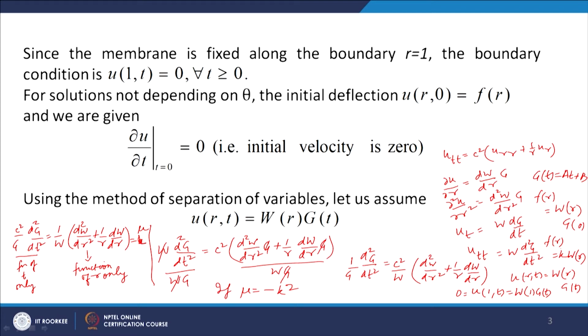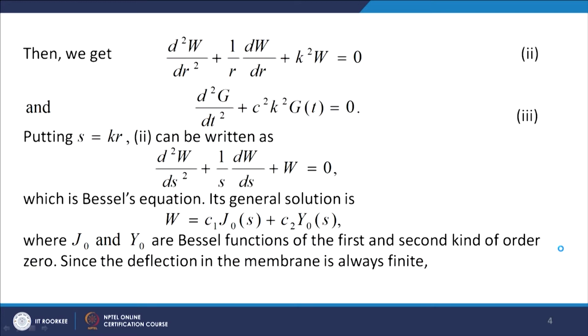So, what we do is we take mu equal to minus k square, and we get these two equations. Putting s equal to k r in this equation, equation 2 can be written as d square w over ds square plus 1 by s dw by ds plus w equal to 0, and this equation we know is a Bessel's equation.